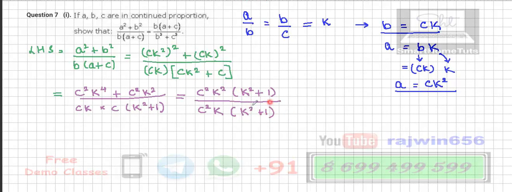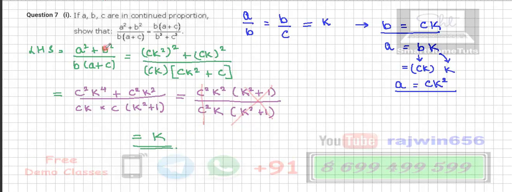Now here these terms are inside the bracket and here multiplication is there. So I can safely cancel that. These terms will get cancelled. C square will get cancelled. What is going to remain here? Okay, here K square and K is there. So one of the K's will get cut. Only what is going to remain is K.